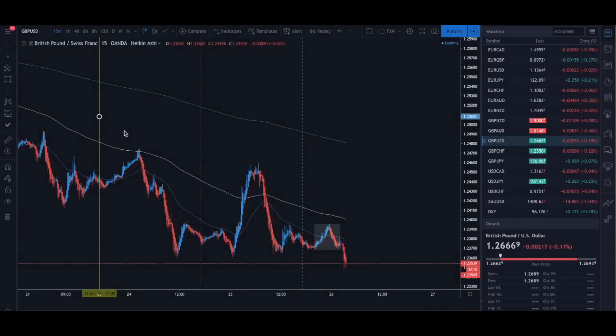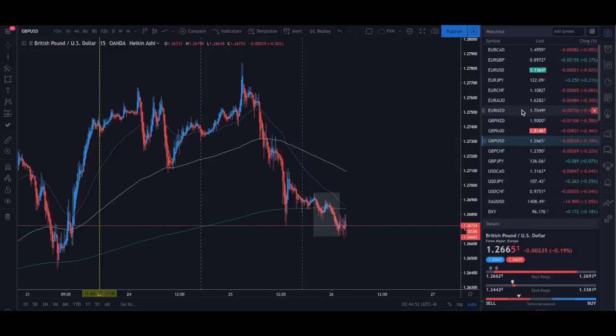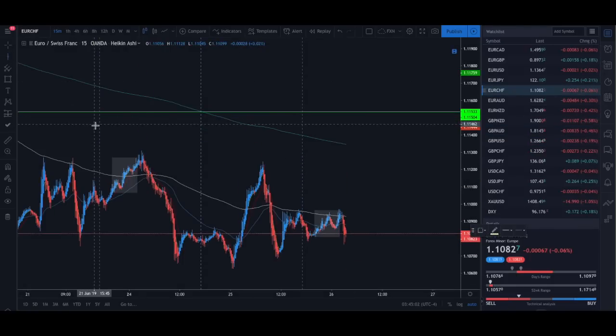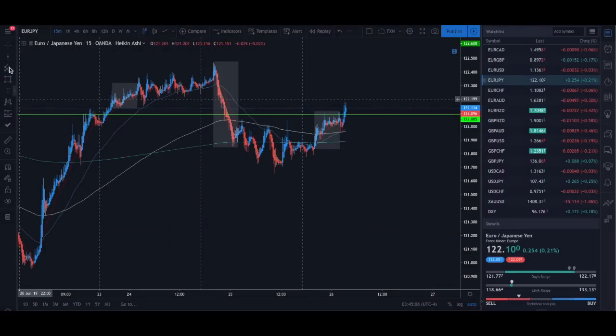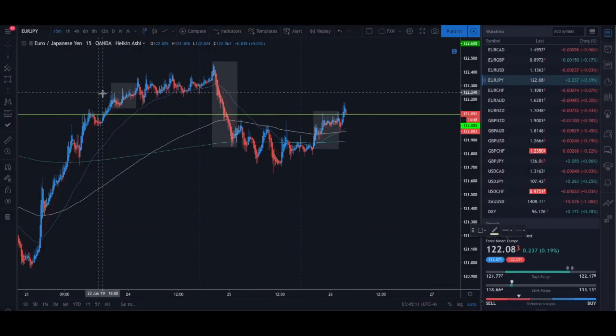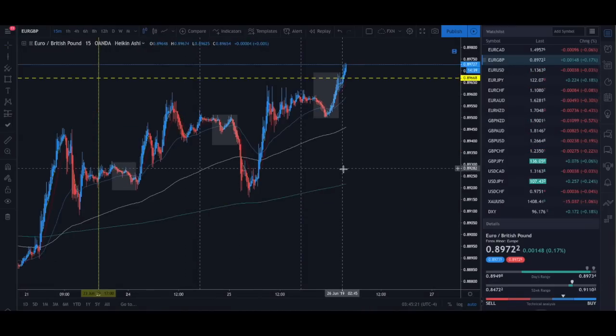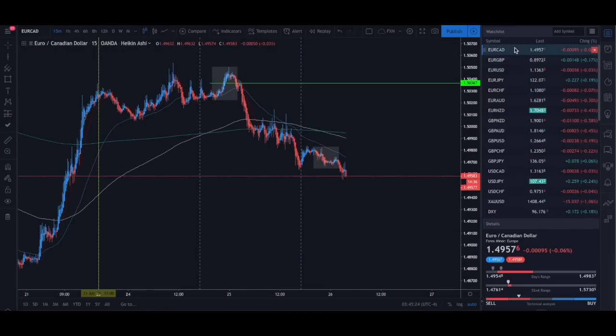Now, once I finish doing all of the Asian ranges on all of the pairs that I'm going to trade, I can focus on eliminating which pairs are potentially tradable from which pairs are not going to be tradable. That's the next thing that I'm going to show you, so let's go to that now.